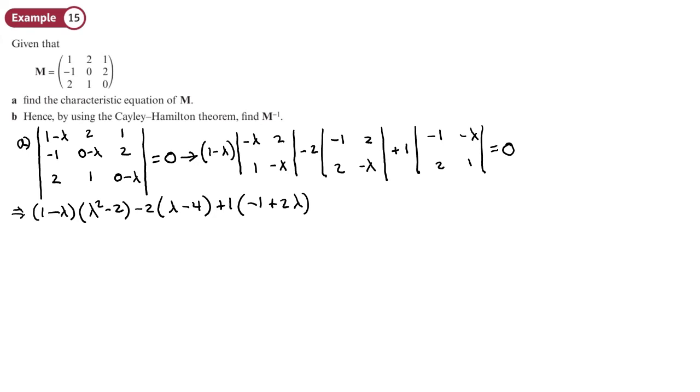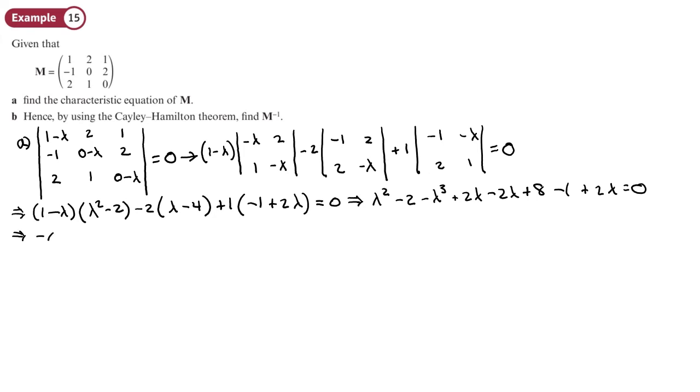So that will equal 0. So let's multiply out the brackets and see what we get. So we're going to have lambda squared minus 2 minus lambda cubed plus 2 lambda minus 2 lambda plus 8 minus 1 plus 2 lambda equals 0. So that can be tidied up to give us this cubic.